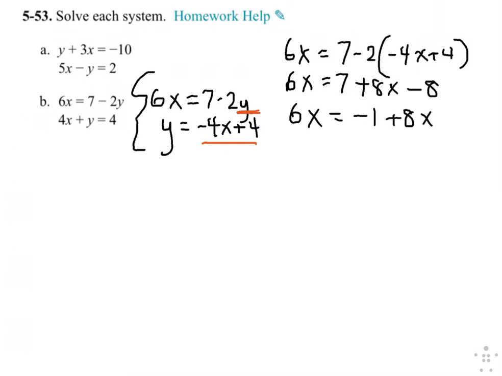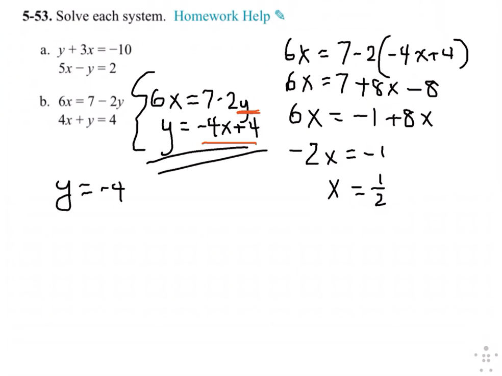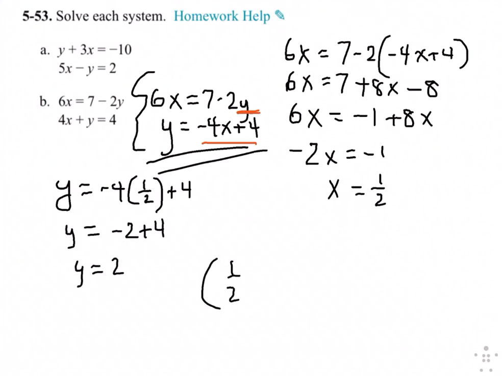Then we can subtract 8x, so negative 2x equals negative 1. Divide by negative 2, x equals 1/2, or negative 1 over negative 2, right? 1/2. So then for y, I'll use this equation. So y equals negative 4x, which is 1/2, plus 4. Y equals negative 2 plus 4. Y equals 2. So the answer is 1/2, 2 as the ordered pair.